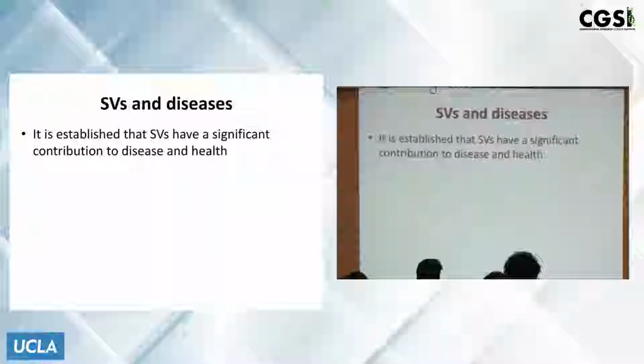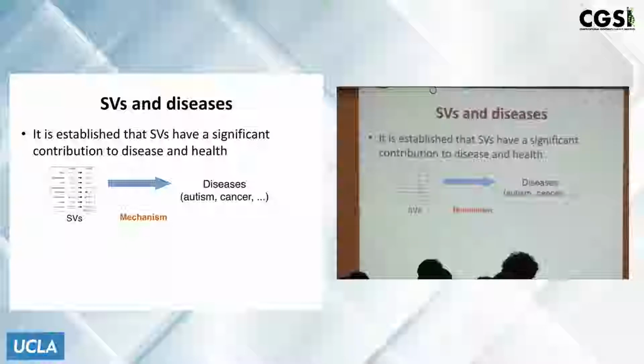It's known that structure variations can have significant impact on disease and evolution and these sorts of functional effects. The question is how do structure variations contribute to different phenotypes, like diseases that we mentioned, like autism, cancer, and so on? What are the mechanisms through which they contribute?